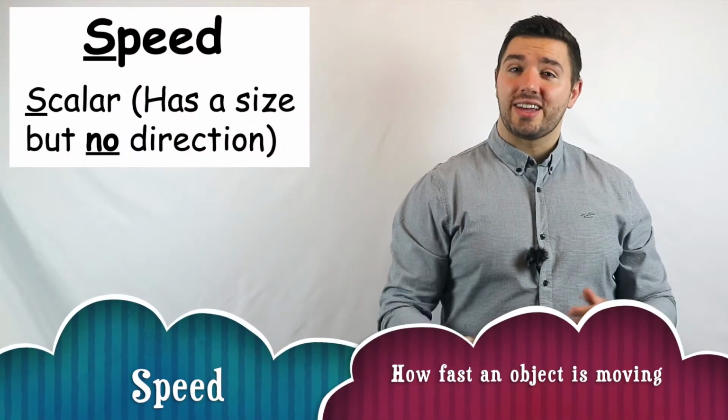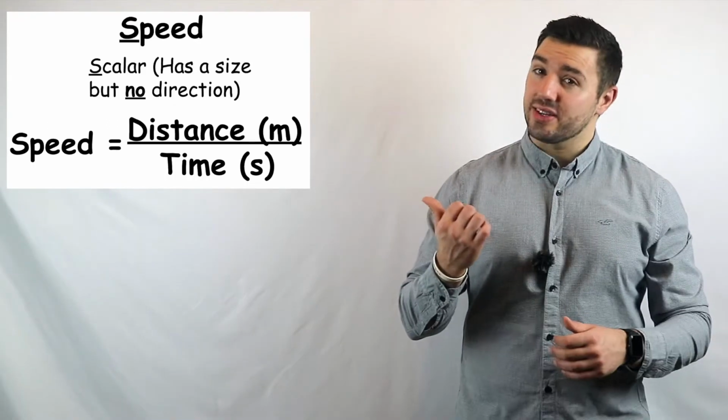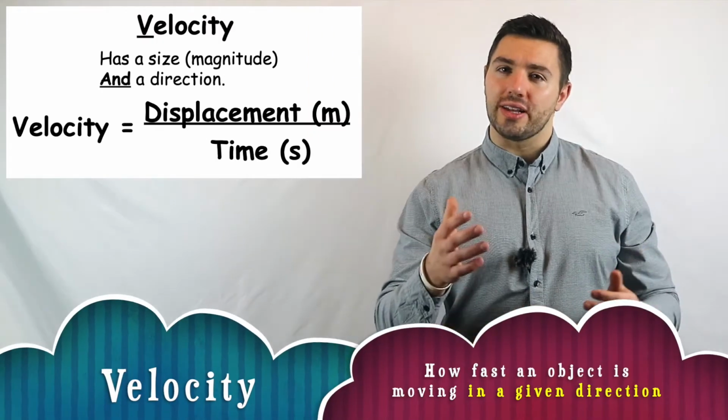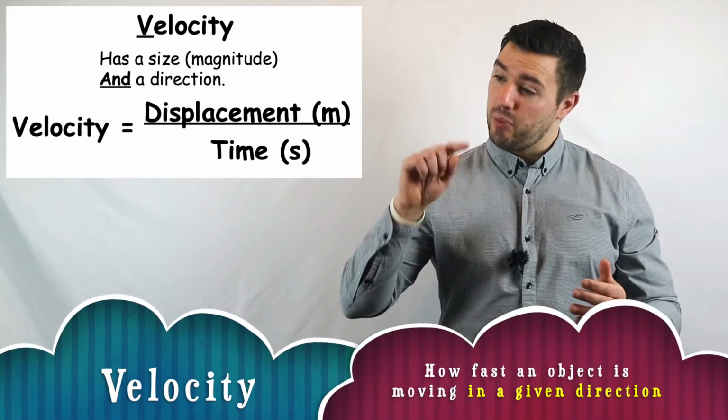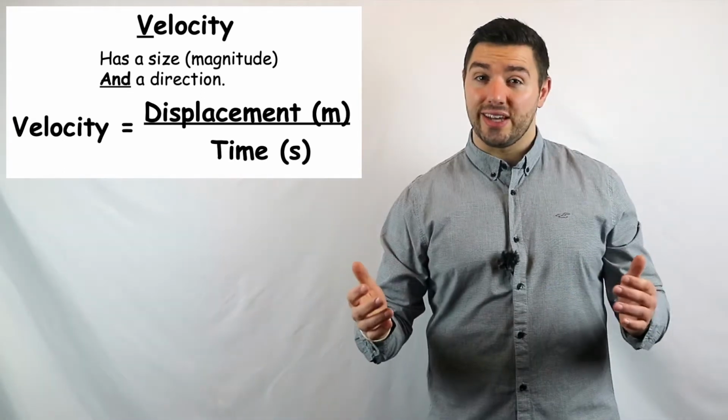Now speed is a scalar. We measure it by looking at the distance you travel over a given period of time. It's got this equation here. Velocity is similar, except velocity's got direction. So it's more like looking at displacement. It's about how long it takes you to get from point A to point B. It doesn't matter the distance you traveled from point A to B. So that's how it's slightly different.